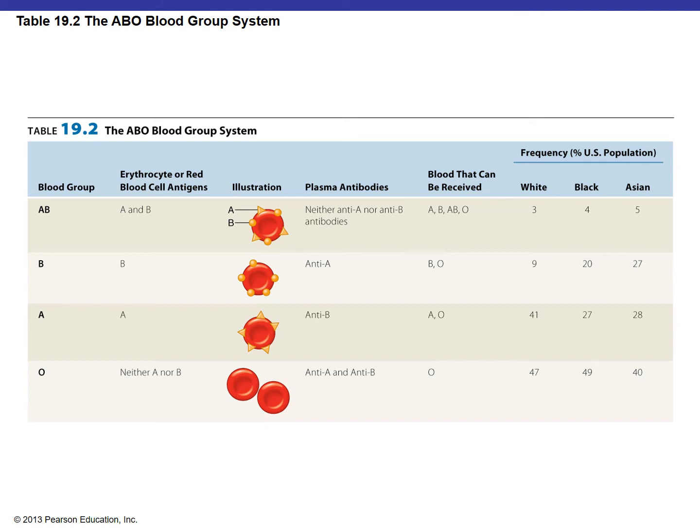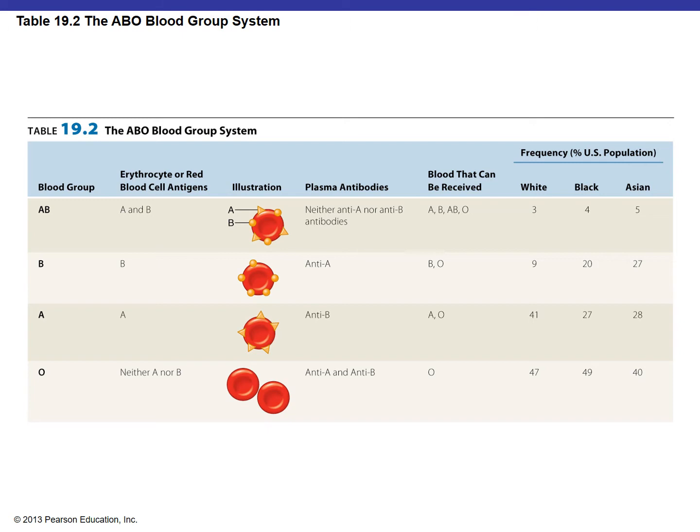So we can't have antibody against self. So for example, if you're blood type A and you have A antigen on the surface of your red blood cells, you wouldn't have anti-A antibodies, but you would have anti-B antibodies because that is not self, right?